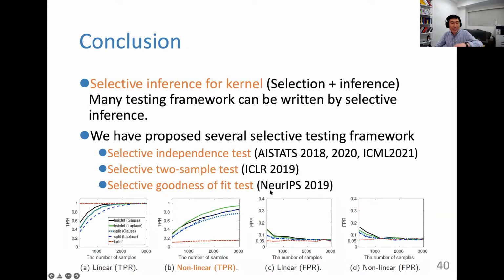Okay, sorry, I passed the 15 minutes, but this is the conclusion. In this seminar, I talked about selective inference for kernels. Basically, this is the selection plus the inference, and many testing frameworks can be written with selective inference. So far we have proposed several selective testing frameworks: selective independence test, selective two-sample test, and selective goodness of fit test. I think these are the popular testing frameworks, but the polyhedral lemma approach can be used for other types of tests if there is a good kernel-based estimator.